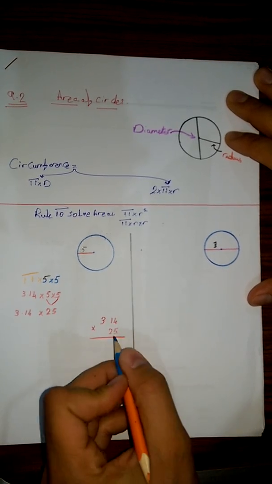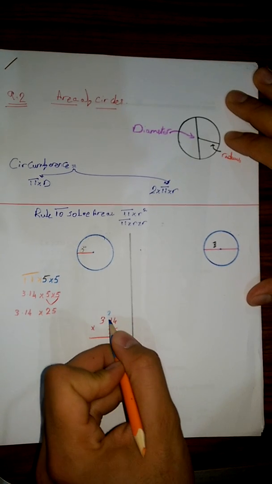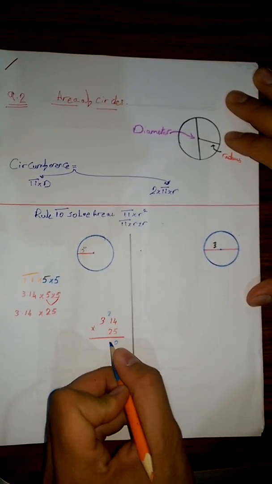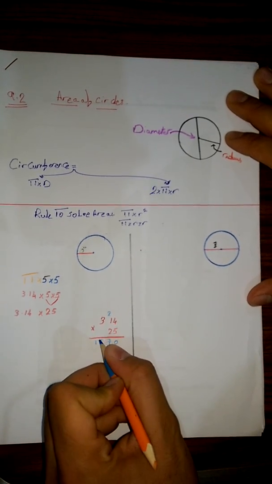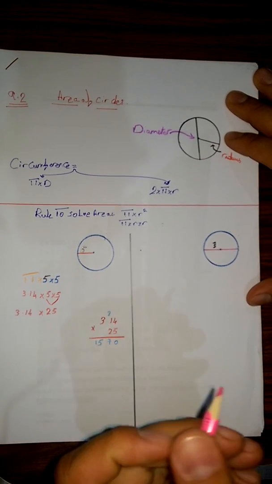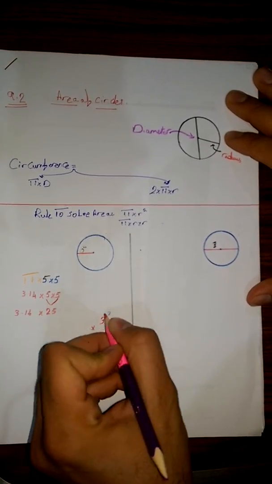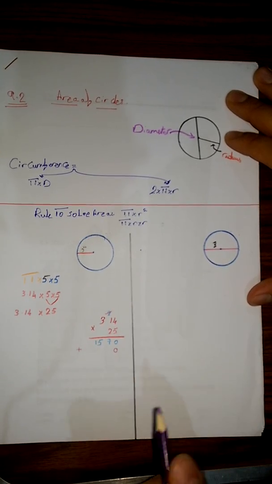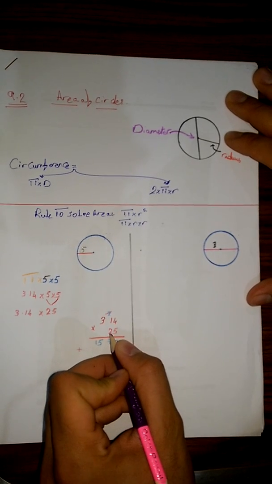So I say 5 times 4 is 20, 0, and carry up 2. 5 times 1 is 5, plus 2 is 7. 5 times 3 is 15. And now we're gonna put a 0, put a plus, and cross any carry up.